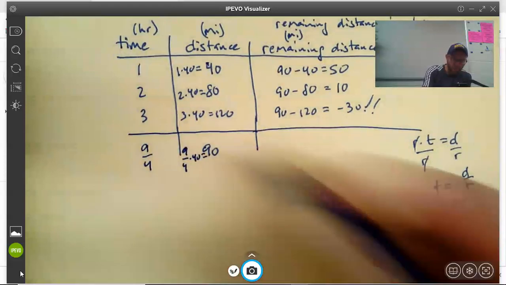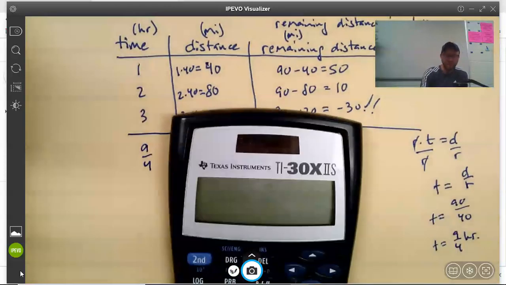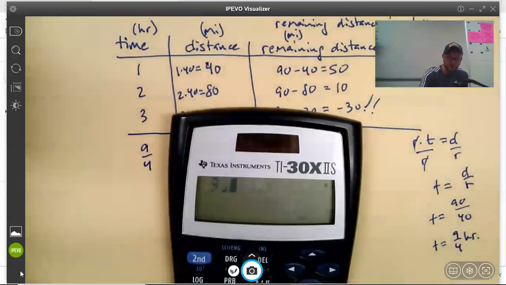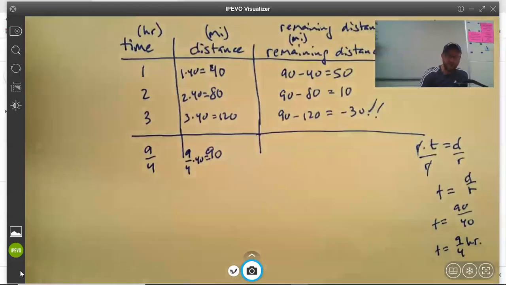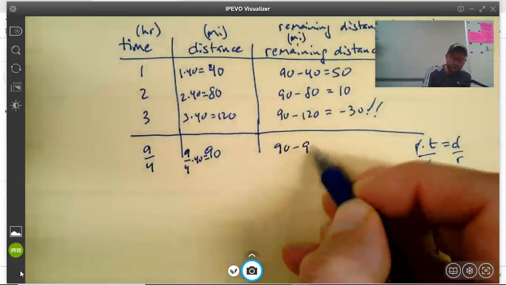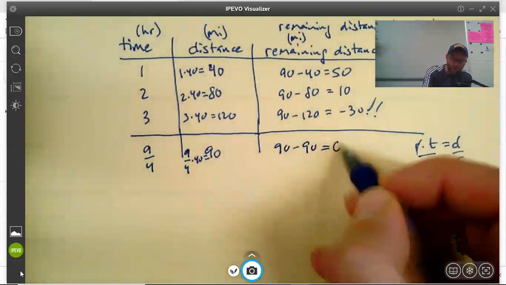9/4 times 40 should equal 90. Let's check. 9/4 times 40 gives us 90 miles. Okay. And then we would have 90 minus 90 equals 0.